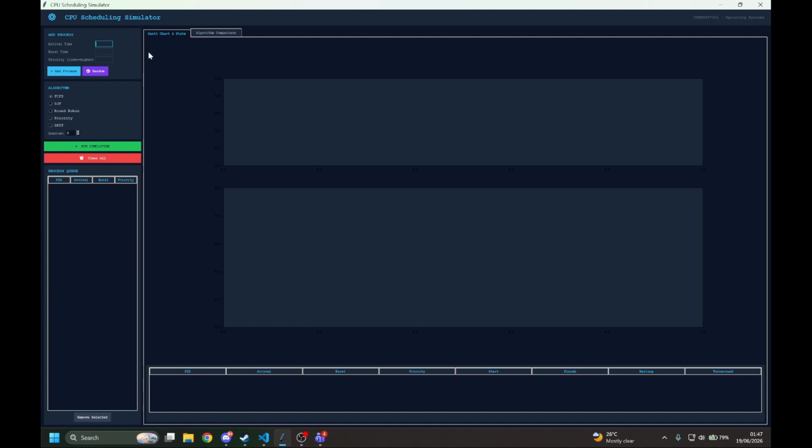In P1, we're going to set arrival to 0, burst to 8, and priority to 2. In P2, we're going to set arrival to 1, burst to 4, and priority to 1. P3, we're going to set arrival to 2, burst to 9, and priority to 3. And in P4, we're going to set arrival to 3, burst to 5, and priority to 2.